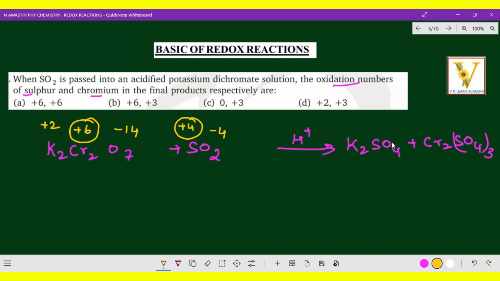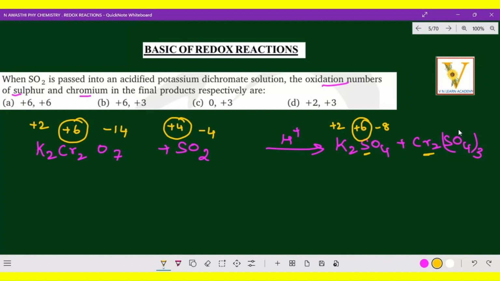Now let us check the products of sulfur and chromium. In one compound we have to identify sulfur, and in the other we have to identify chromium. Now here oxygen is always -2. So that means here -8 and this is +2. So naturally you will get +6 oxidation state of sulfur. And the same way here, only the sulfate we have to consider. We cannot bring in the oxygen, only sulfate, because we are going to find out chromium only.